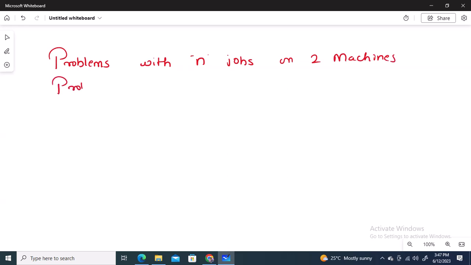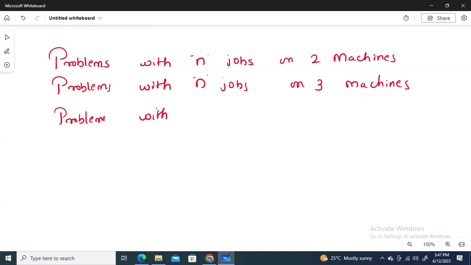Then problems with n jobs on three machines. You can also use the words n jobs with three machines, n jobs with two machines. Next, problems with n jobs on m machines. You can also use the alternate letter k. In most of the textbooks or notes, they use n jobs on k machines. It is just a different letter.